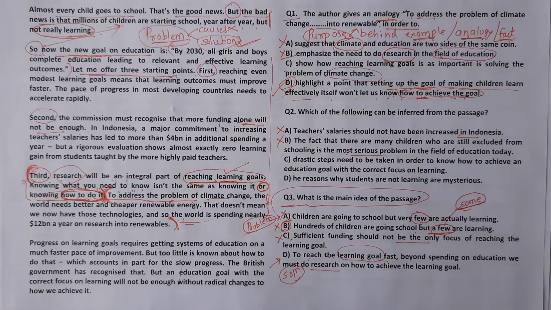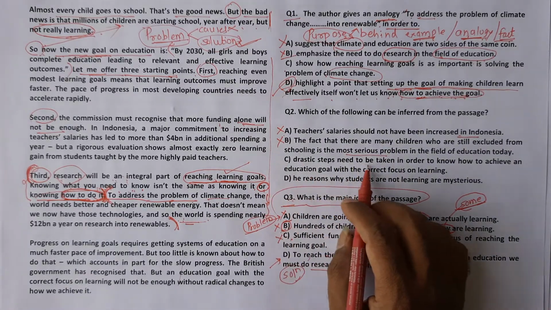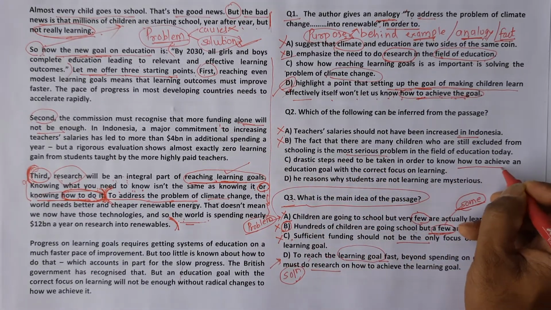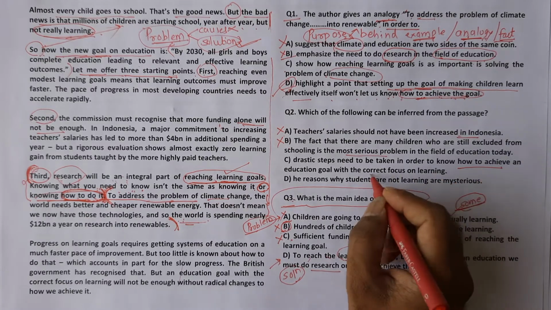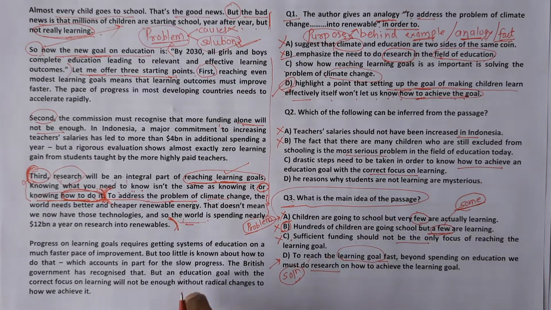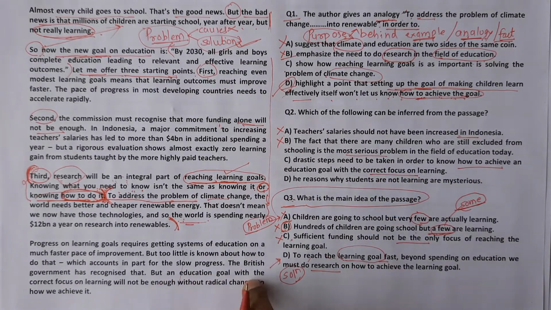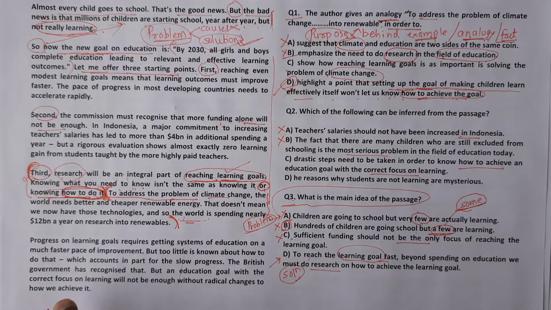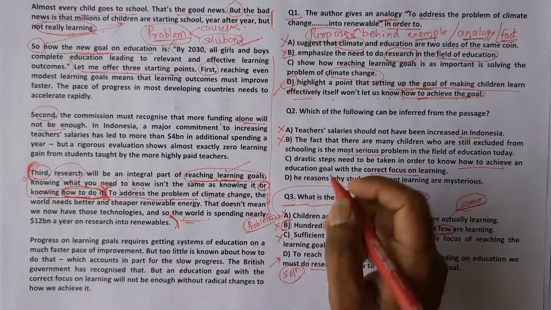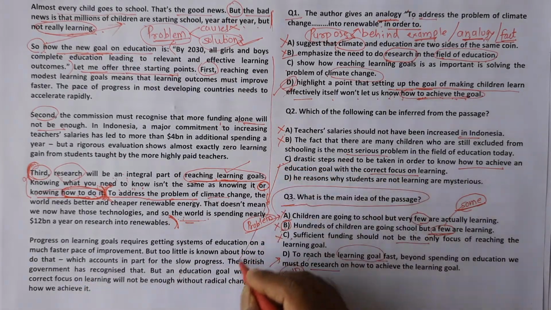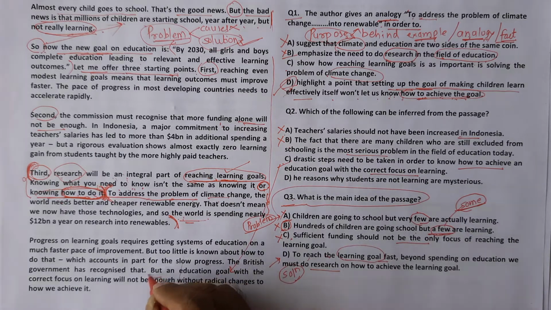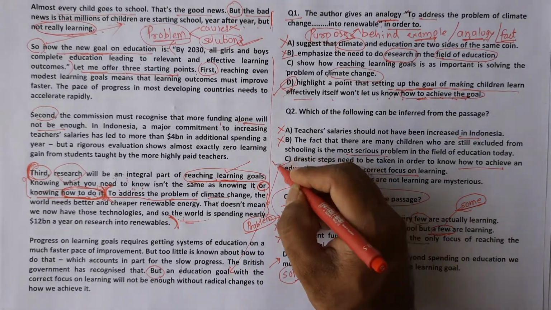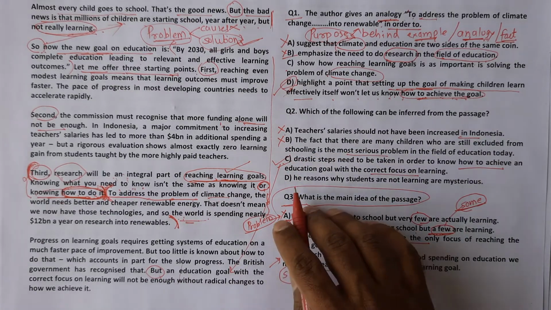It is eliminated. Drastic steps need to be taken in order to know how to achieve an educational goal with the correct focus of learning. Here it is written, an education goal with the correct focus on learning will not be enough without radical changes to how we achieve it. So this C option is clearly given here. That's the reason words such as but, yet, however are important. Option C should be the answer.